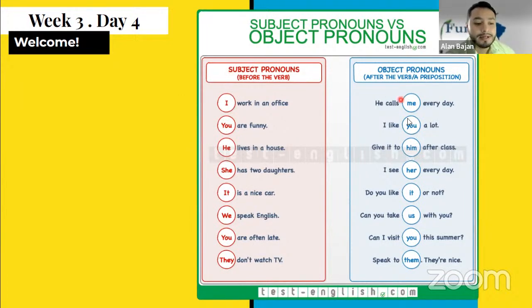Okay, let's read the examples, please, Candy. All the examples, please. Object pronouns after the verb or a preposition. He calls me every day. I like you a lot. Give it to him after class. I see her every day. Do you like it or not? Can you take us with you? Can I visit you this summer? Speak to them. They're nice.